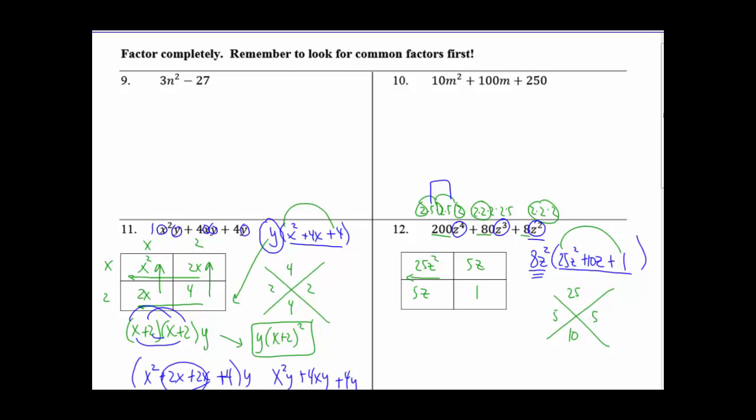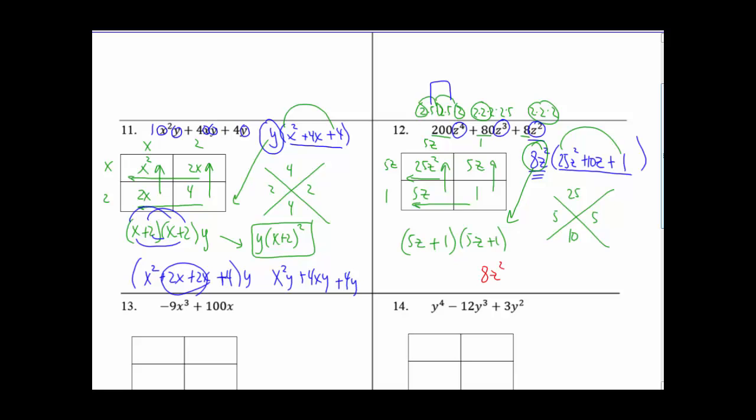Okay, if we go to the left, we know we could take out a 5z. If we go to the left on the bottom, nothing to take out, so we always just take out a 1. If we go up, we can take out a 5z, and again we can take out a 1. So we get 5z plus 1 times 5z plus 1. Don't forget about this now, 8z squared. So our answer, when we put it all together, is 8z squared times 5z plus 1, and we have 2 of those. There's our factored polynomial. All right, let's do one more.